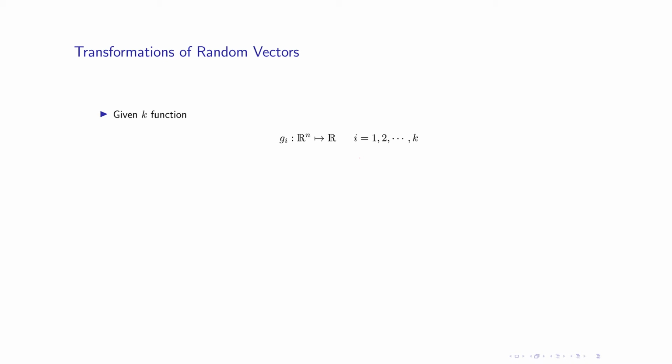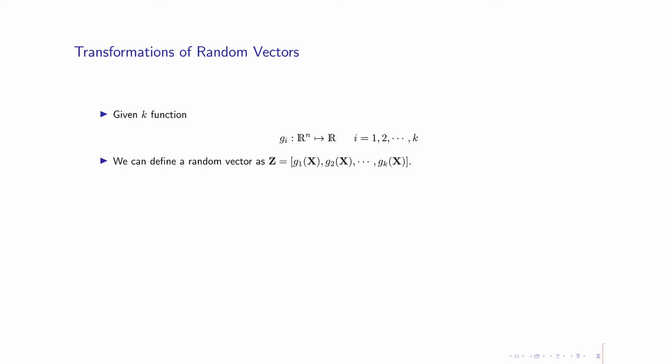So suppose that you have k functions. Suppose that you have x1, x2, xn random variables. So basically this is a random vector. Okay, and then you give these inputs into a function, let's say g1, and then you get one random variable. If you give it to g2, you get random variable g2 and so on. So suppose that you have k functions like that. Then you will get k random variables.